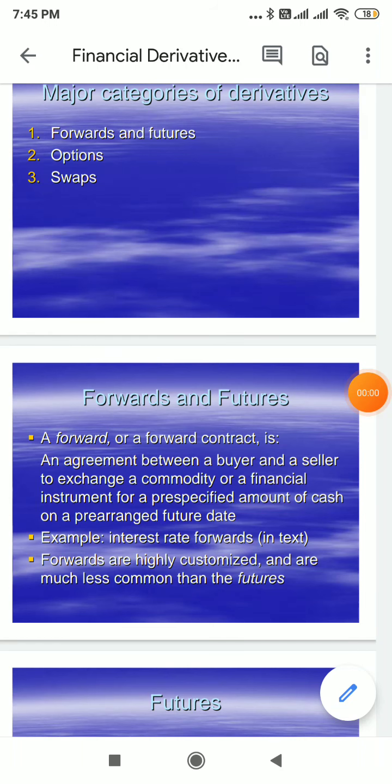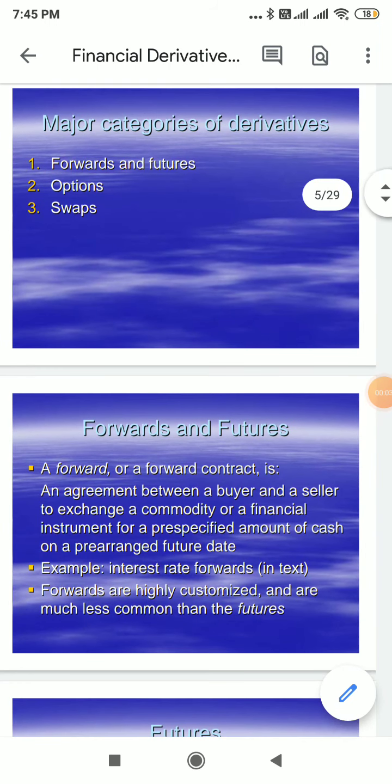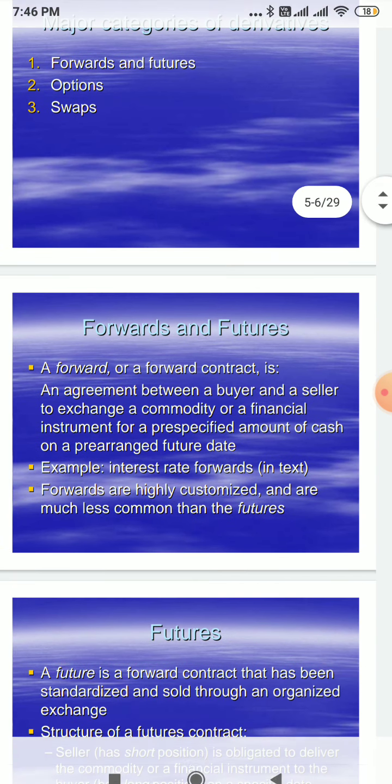Hello friends, let's understand today about the types of derivatives. As I very clearly explained in my last session, derivatives consist of forwards, futures, options and swaps. Now let's understand what a forward is.